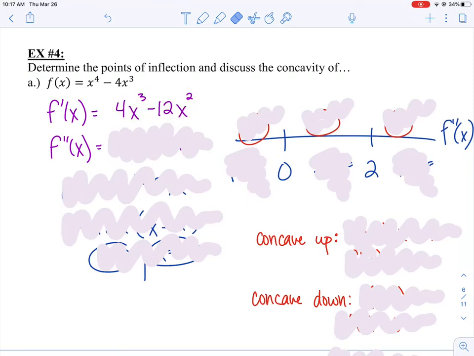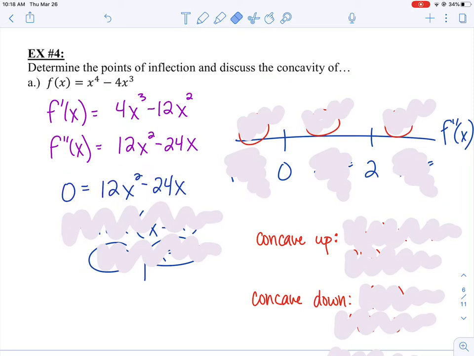For my first derivative, I got 4x cubed minus 12x squared. For my second derivative, I got 12x squared minus 24x. I hope that you got the same thing. Now that we have our second derivative, we can figure out our possible points of inflection. Remember, these were called critical numbers when we were talking about our first derivative. That's when our second derivative equals 0 or does not exist.